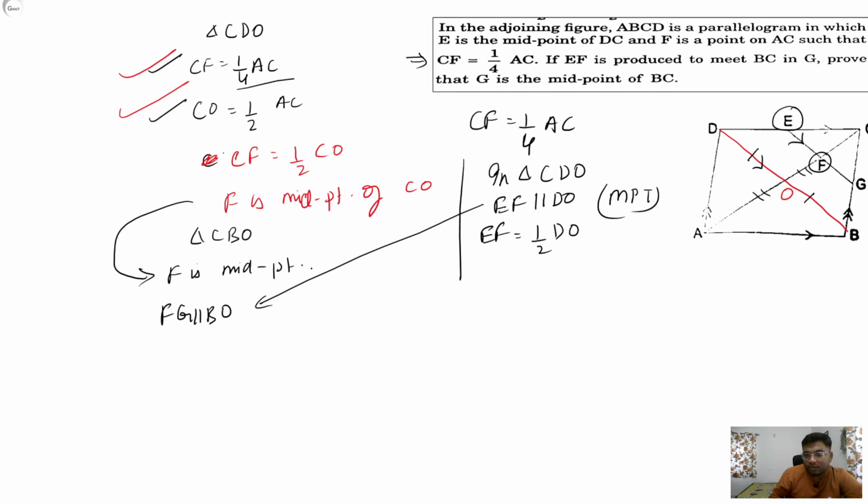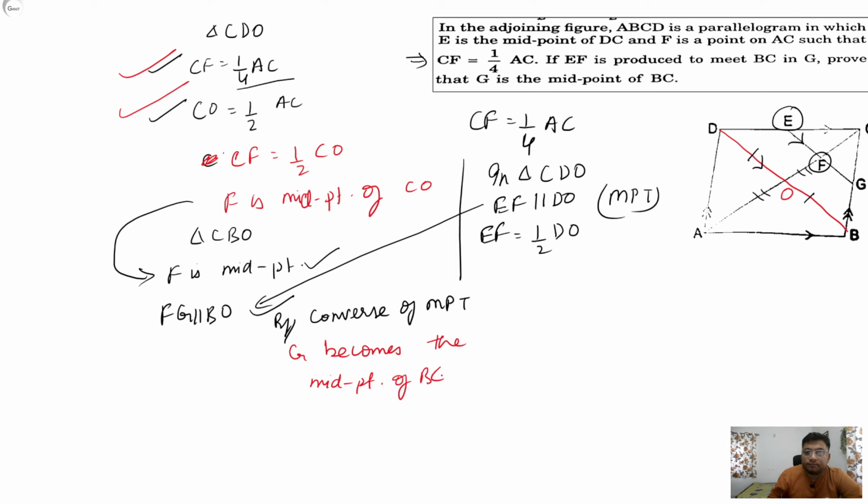As per my explanation videos, one midpoint and a set of parallel lines brings us the converse of the midpoint theorem. So we can say that by the converse of the midpoint theorem, G becomes the midpoint of what? Of BC. And we have to prove that G is the midpoint of BC. So we can write proudly, hence proved.